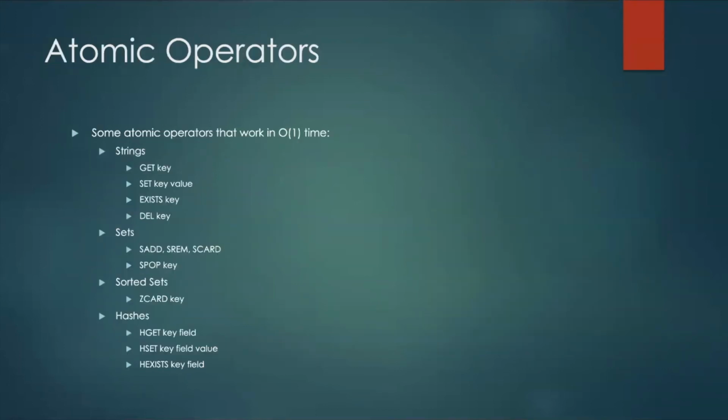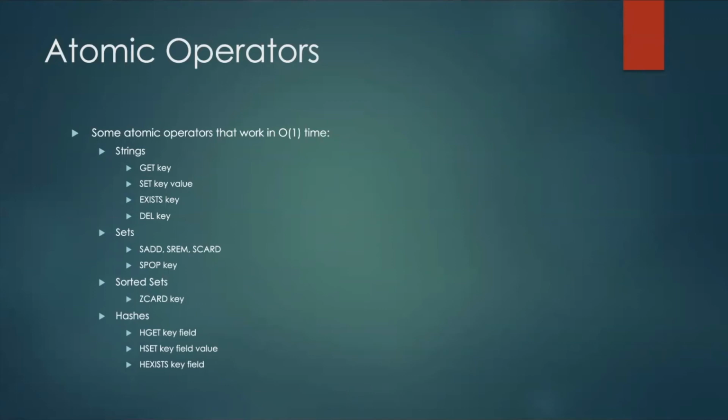Atomic operators. Some atomic operators that work in big O of 1 time complexity are as follows. There are strings like get key, set key value, exists key, del key; sets like sadd, srem, scard, spop key; sorted sets like zcard key; and hashes like hget key field, hset key field value, hexists key field.